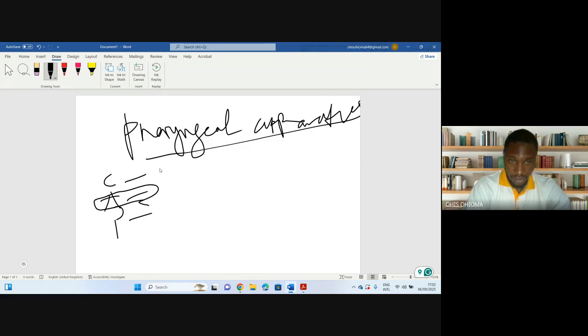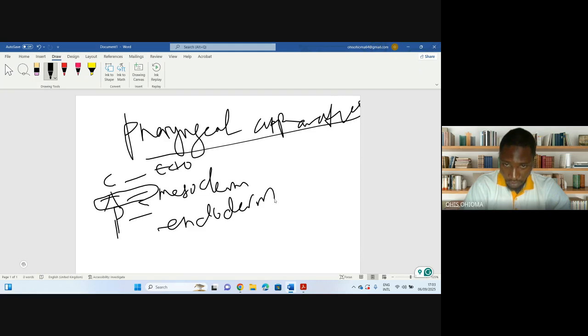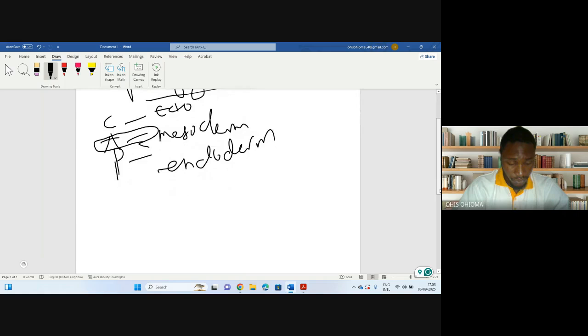You know that I said the cleft is derived from the ectoderm, the arch is from the mesoderm, and the pouch comes from the endoderm. So the pouch comes from the endoderm, the arch comes from the mesoderm, and the cleft comes from the ectoderm. We're just going to talk about each and every one of them. I'm going to start with the pharyngeal pouch, so the endoderm first.